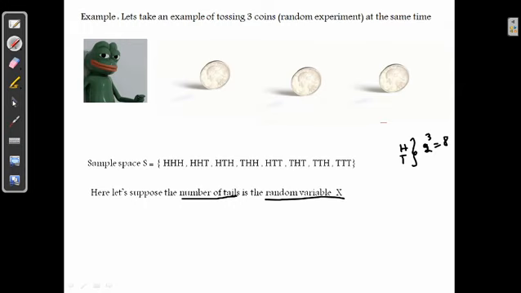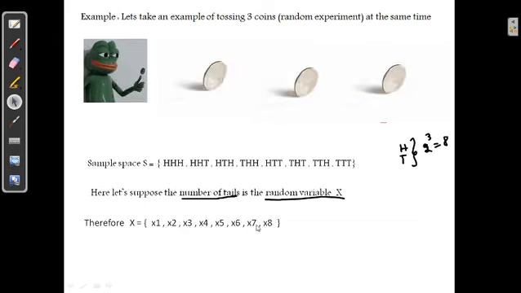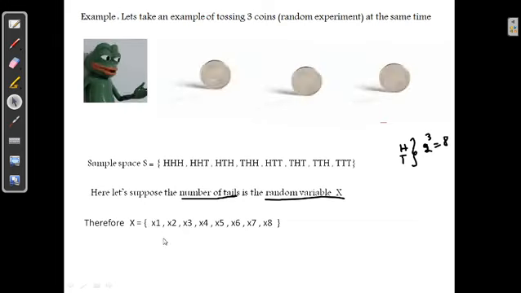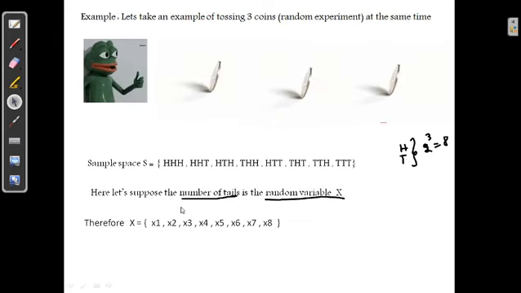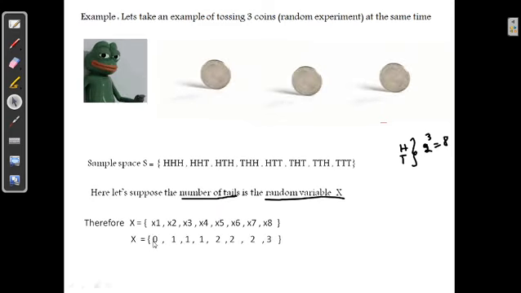Okay, so here x equals x1, x2, x3, x4, x5, x6, x7 and x8. So this is the number which is given by random variable x. Okay, and now, what is the event, number of tails, right? So you can give a number. What is the number of tails here in the first element?